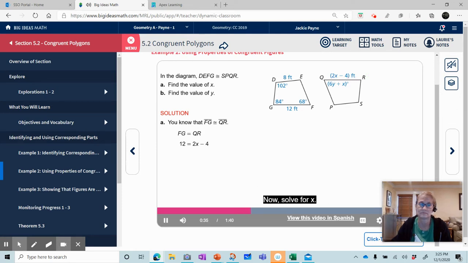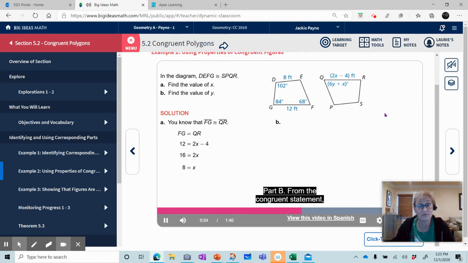Now solve for x. First add 4 to each side of the equation. This gives you 16 equals 2x. Then divide each side of the equation by 2. This gives you 8 equals x. So the value of x is 8.